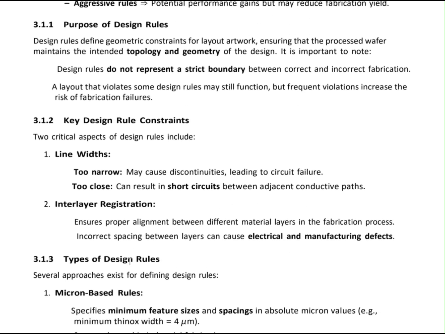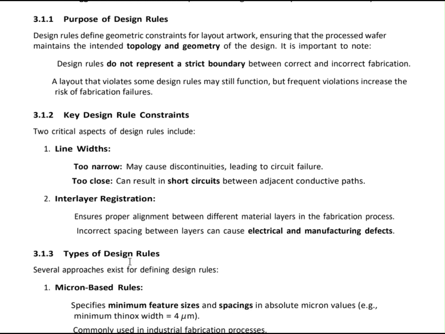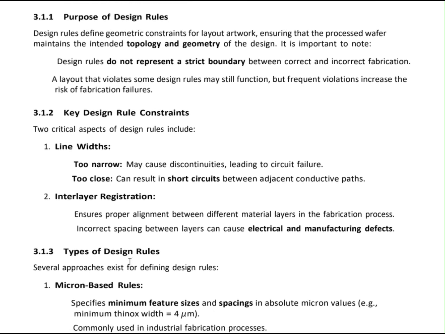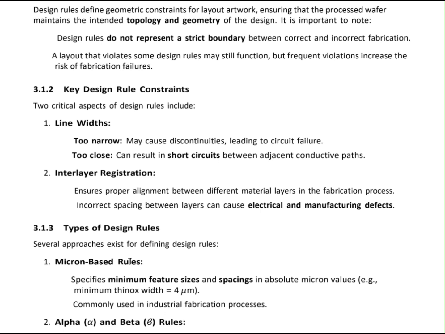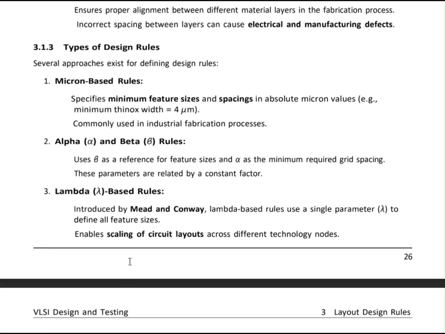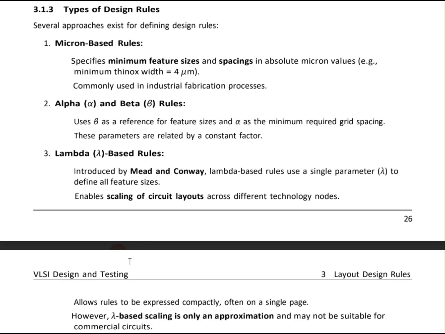So key design rule constraint would be line width. Line width too narrow may cause discontinuities, whereas too close may result in short circuit. And the second one is interlayer registration, in which incorrect spacing between layers can cause electrical and manufacturing defects. Next is the types of design rules. Types of design rules would be micron based design rules, which specify the minimum feature size and spacing in absolute micron values. And the second one is alpha and beta rules.